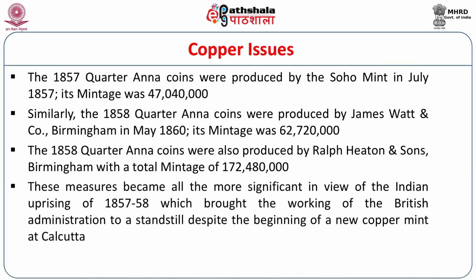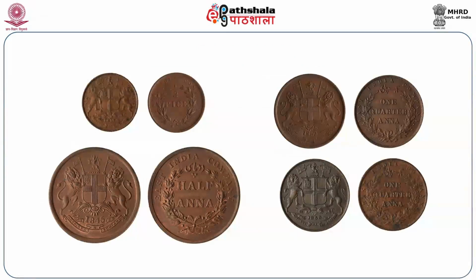These measures became all the more significant in India due to the upheaval of 1857 and 58, despite the beginning of a new copper mint at Calcutta called the Copper Mint. Thus we see these are the coins which were issued.